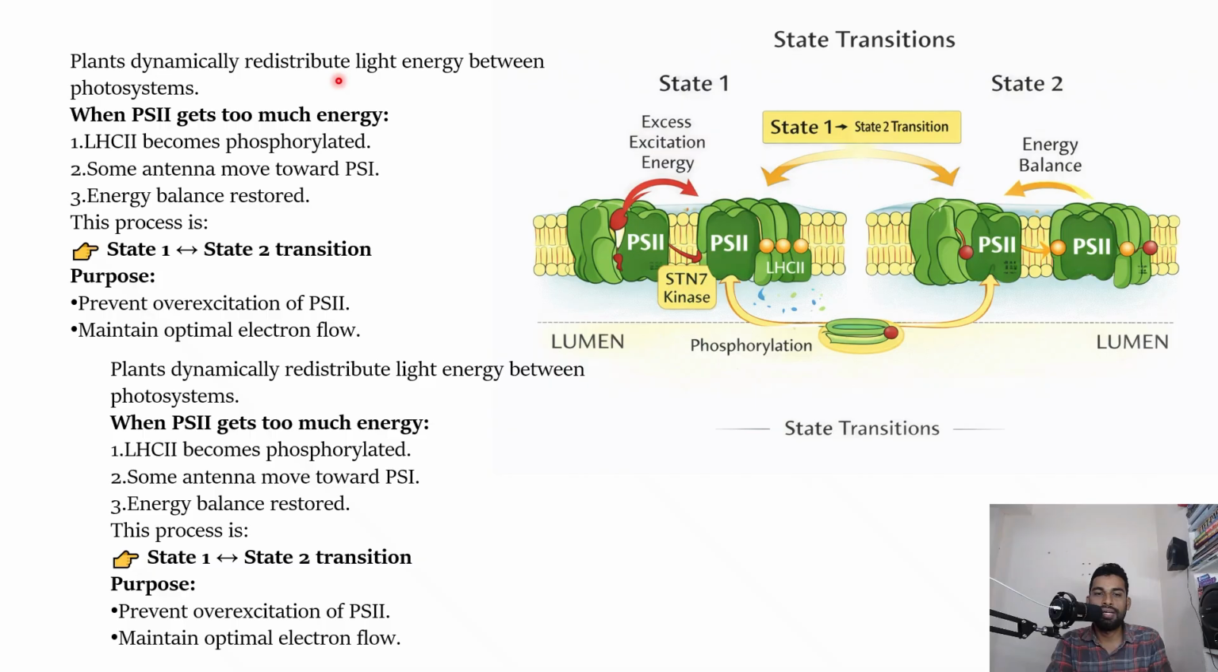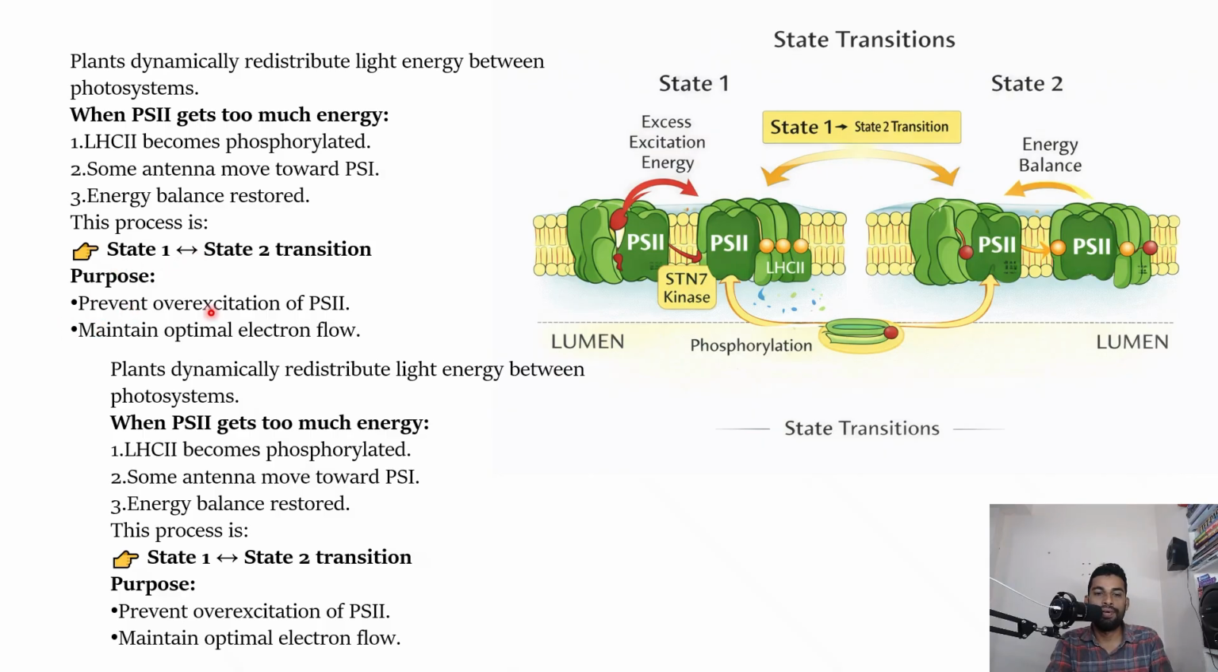Plants dynamically redistribute light energy between photosystems. When PS2 gets too much energy, LHC2 becomes phosphorylated. Some antenna move towards PS1. Energy balance restored. State 1. So this gets balanced between state 1 and state 2.